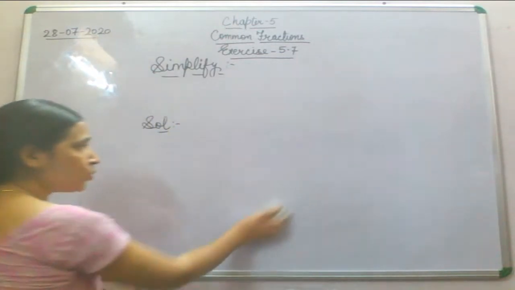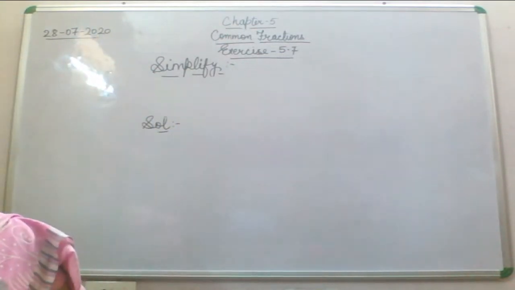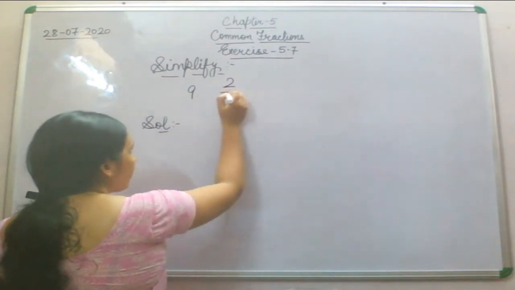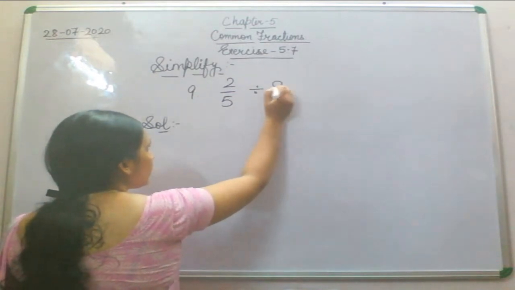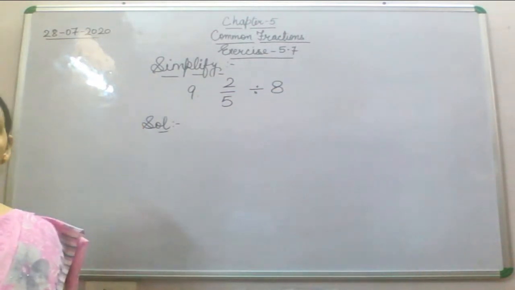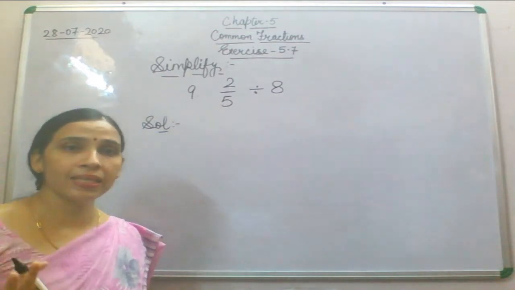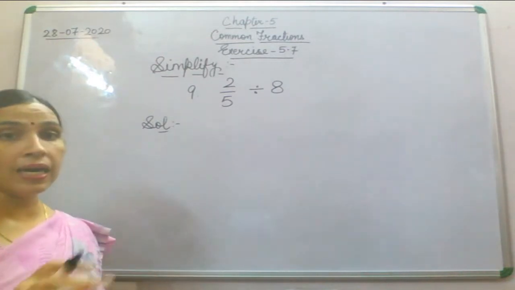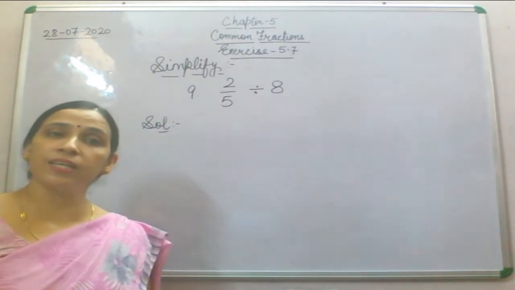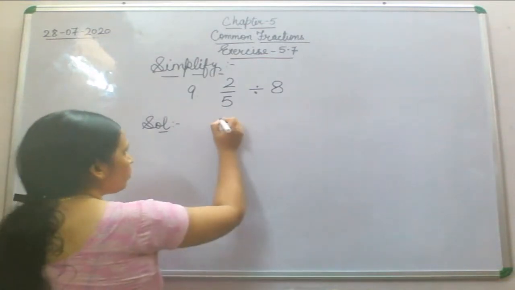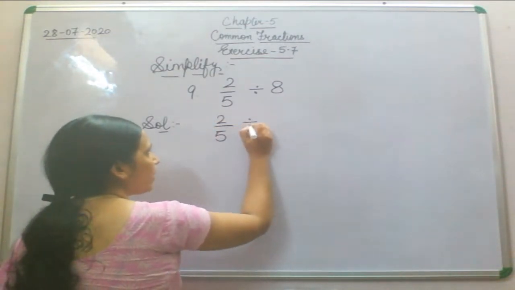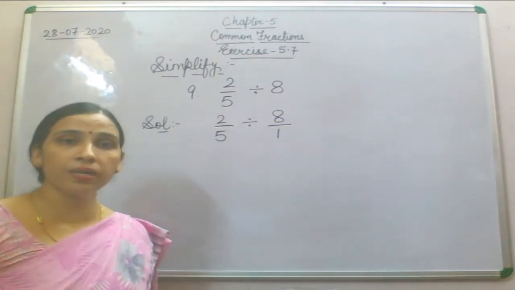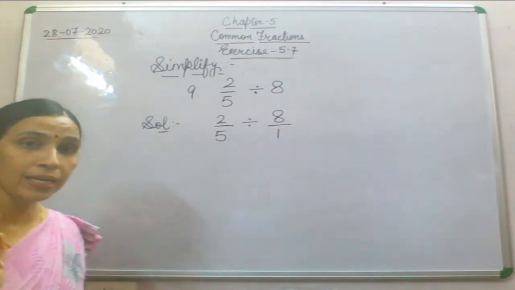I hope the steps of doing this simplification question are clear to you all. So here 2 by 5 will be divided by 8. This is your question number 9. Now what you have to do, you have to write 1 in the denominator of a whole number. Actually, what does it mean? It means that this fraction 2 by 5 will be divided into 8 parts. So we will write 2 by 5 divided by 8 by 1. When we don't have anything in the denominator, we will write 1 there.